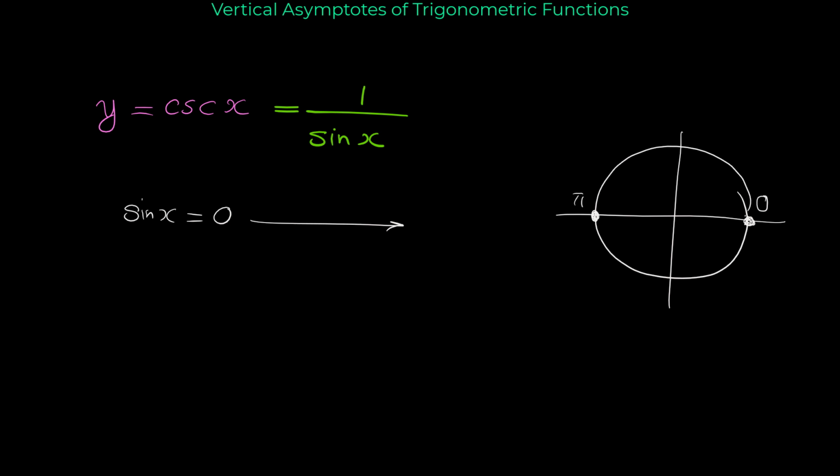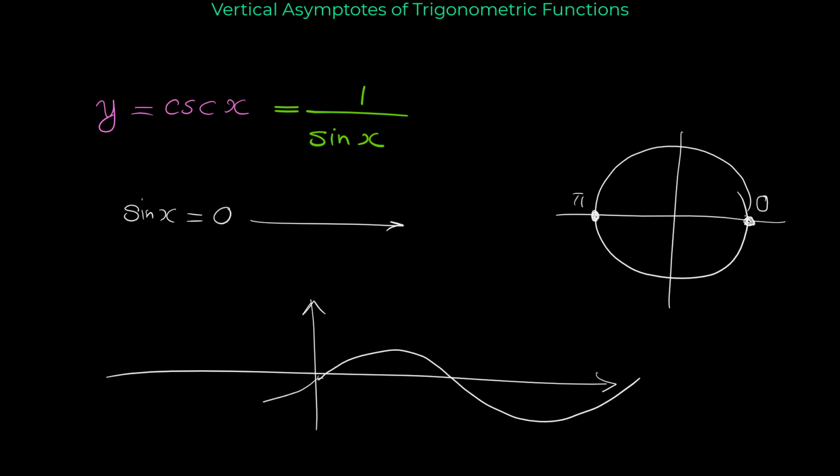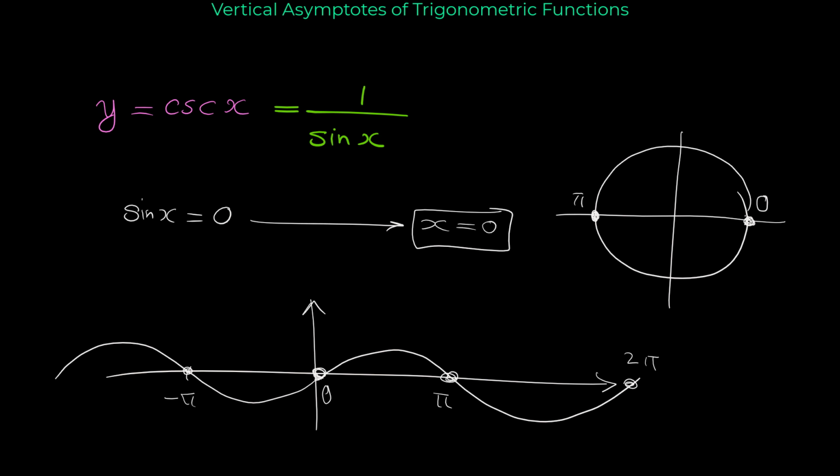But the better way for finding the answer is maybe to remember the graph of sine x. This was the graph of sine x. As you can see here, this point, this point, this point, all of these points, the sine is 0. This one is 0, here is pi, here is 2 pi, here is negative pi. So if you want to find just one important vertical asymptote, it would be x equals 0. So x equals 0 is the vertical asymptote for cosecant x, or 1 over sine x.